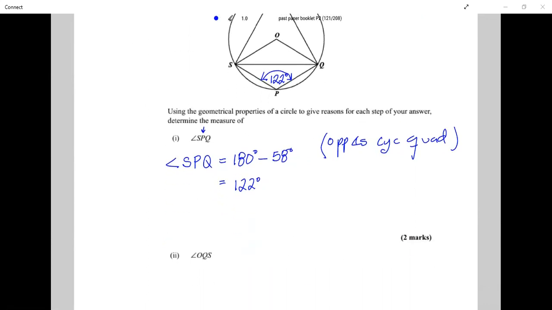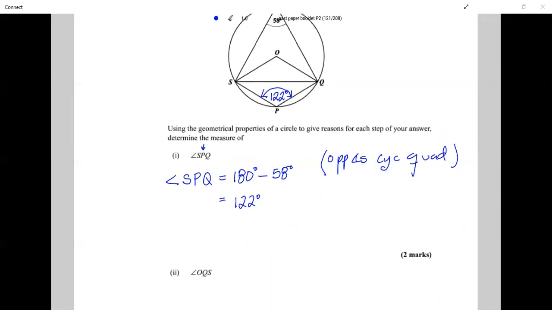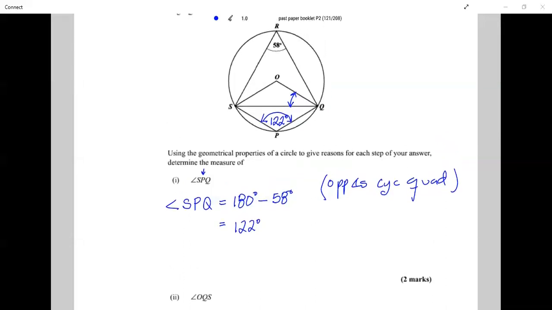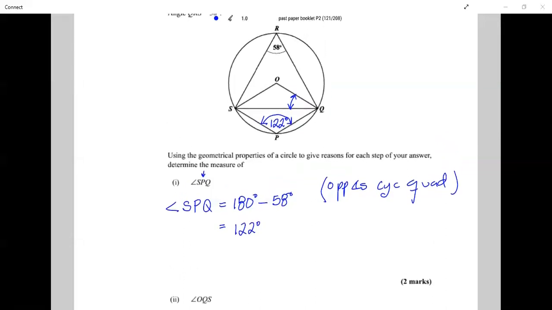Next, we're asked to find angle OQS, that's this angle here. That's that angle, angle OQS. All right, what am I going to use to find that? I'm going to use the fact that this is an isosceles triangle.